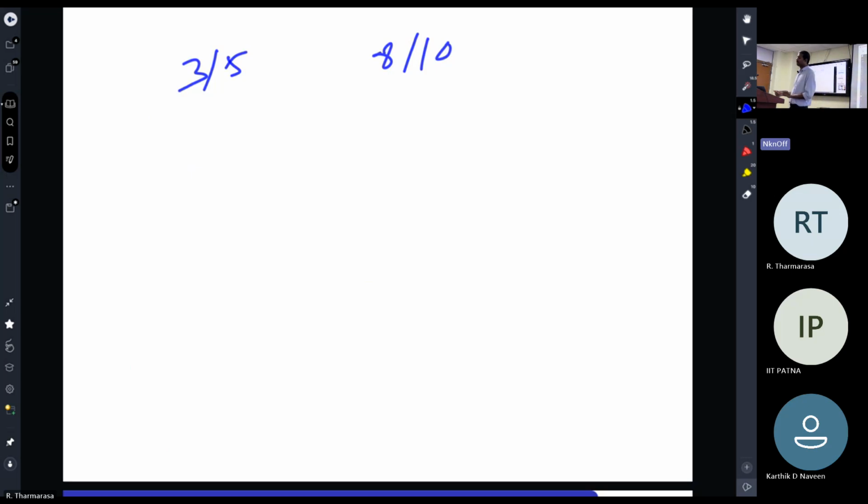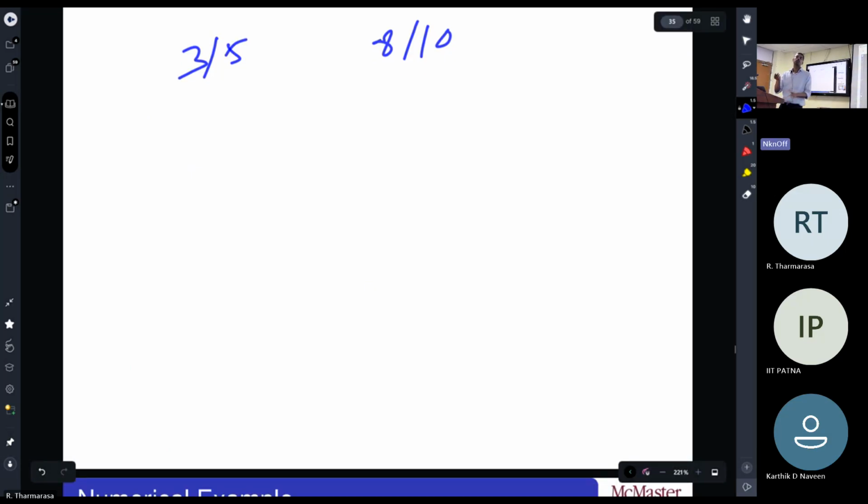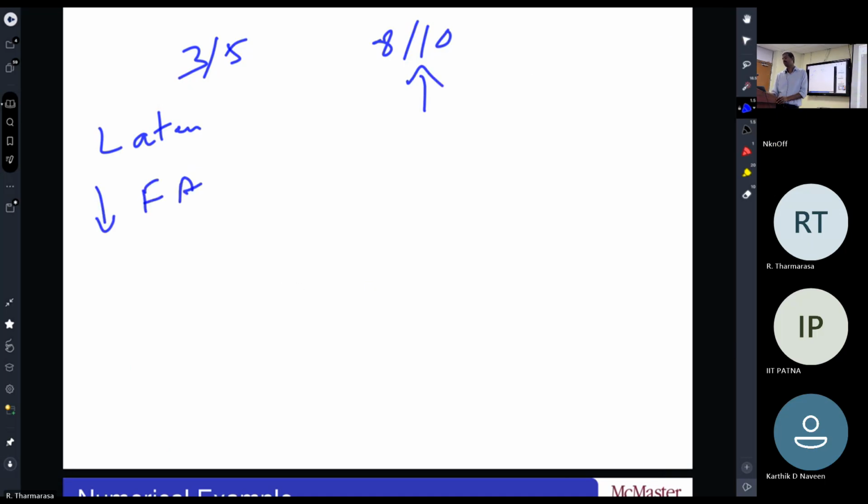When would you use this? Or let's say you use both of them. Which one has more latency? This has more latency. Which has less false alarm? 8 out of 10 has less false alarm. That's the benefit of that.